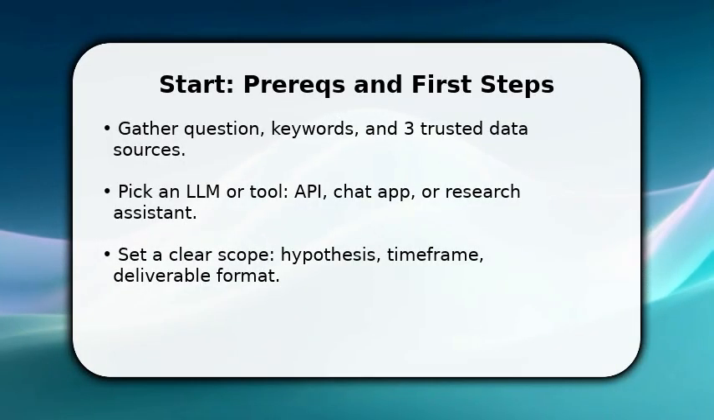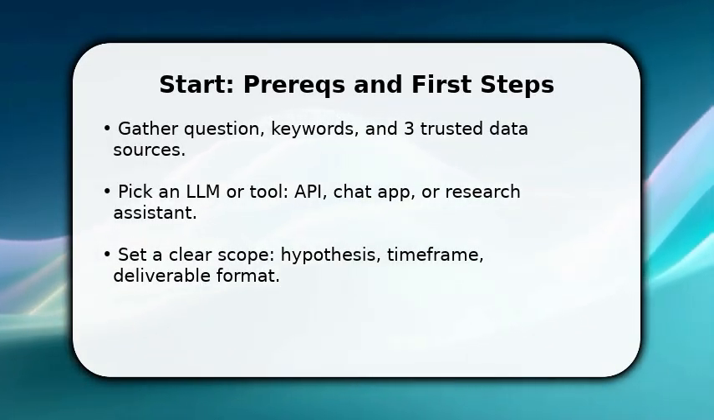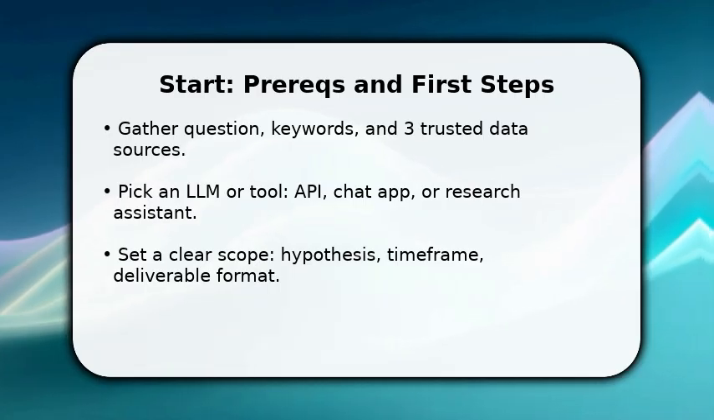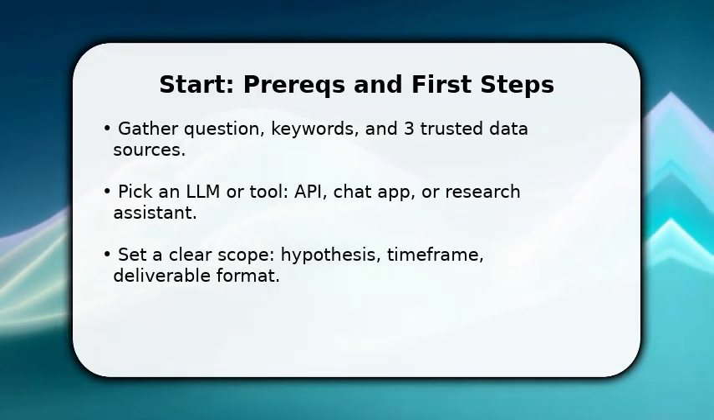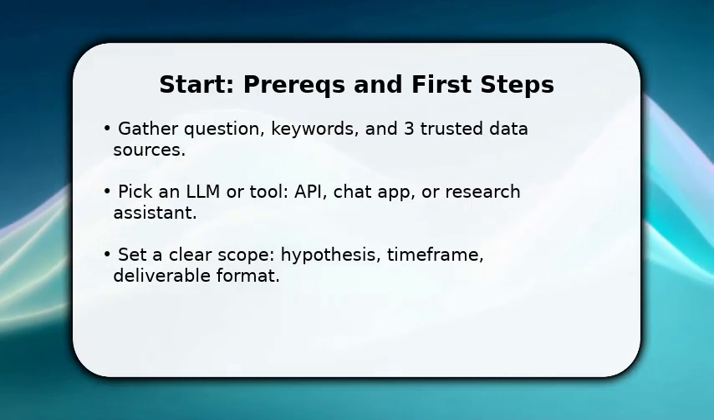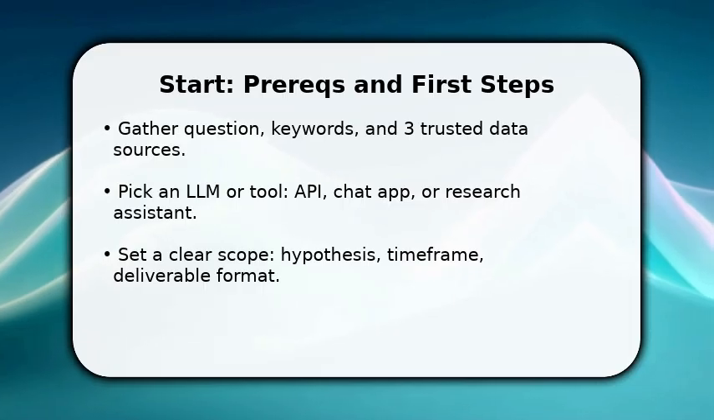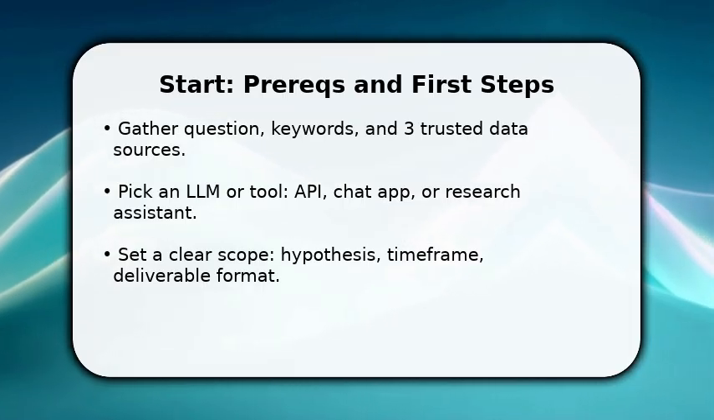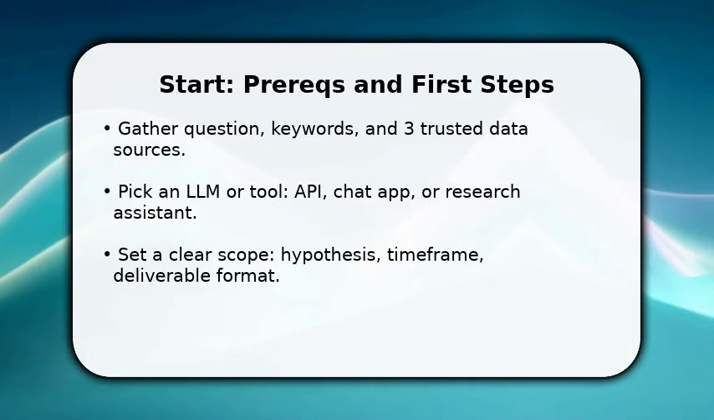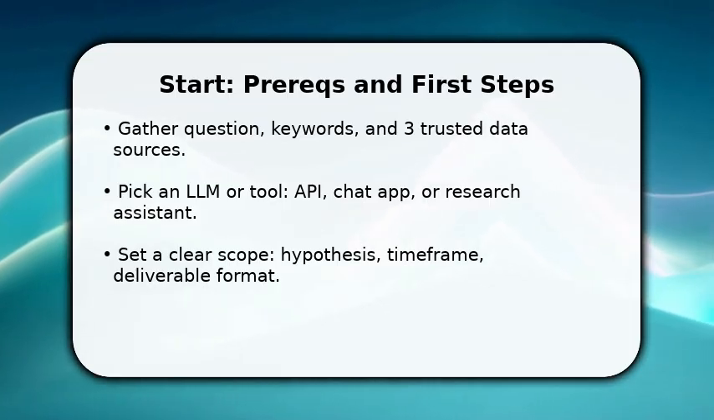You begin by defining a tight research question and why it matters, then assemble 3 reliable sources so you can validate outputs. Once done, choose an AI tool that fits your workflow: API for automation, chat for iterative brainstorming. Next, set scope. State a hypothesis, target timeframe, and output format to avoid drifting.